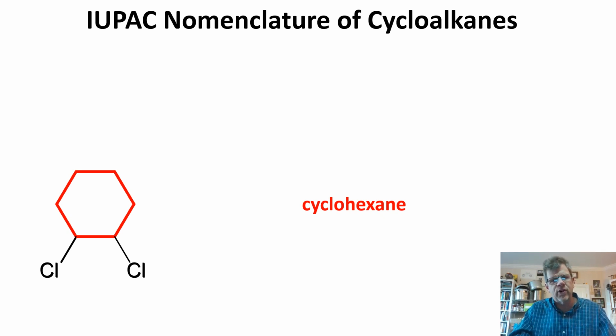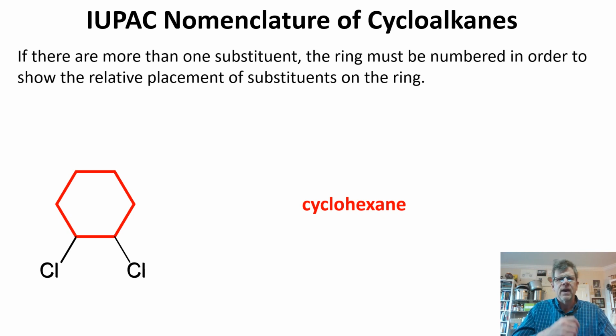So now that we have the parent structure, we have to look to the substituents and how they're arranged on the ring. If there's more than one substituent on a ring, the ring now must be numbered in order to show the relative placement of those substituents on the ring. Here we can see that they're adjacent to one another, but I could put 2 chloros on cyclohexane so that they're across from one another, or on the next carbon over, or something like that, all of which would be different compounds.